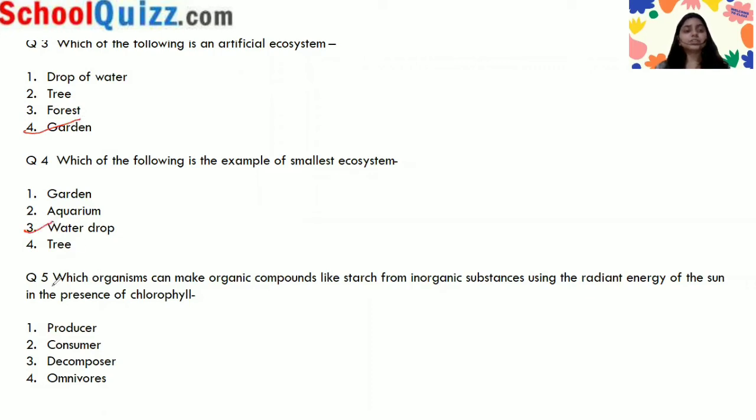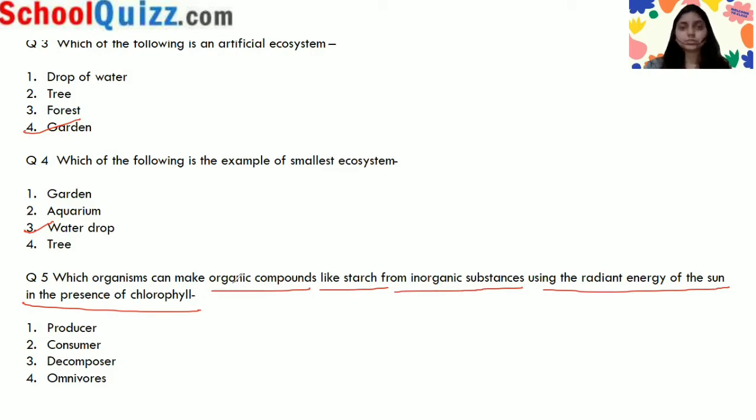Question number 5: which organisms can make organic compounds like starch from inorganic substances using the radiant energy of the sun in the presence of chlorophyll? You have the options producer, consumer, decomposer, and omnivorous. Just pause the video and try to mark the right one. All these questions are from your NCERT book, so just read the NCERT book thoroughly and you can easily mark all the questions correct. What is the answer? Yes, the answer is the producer.